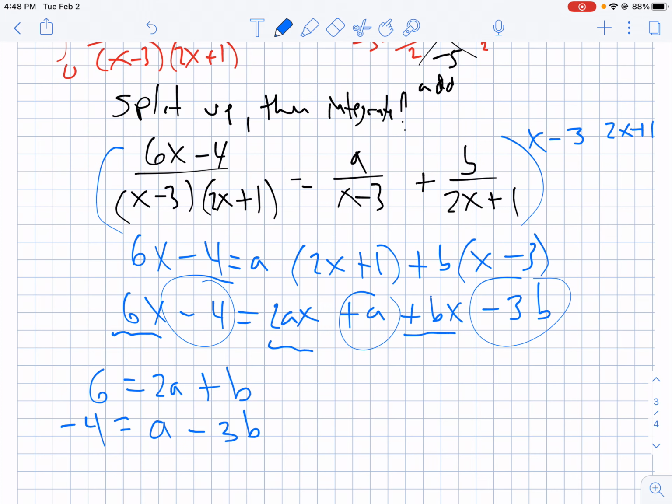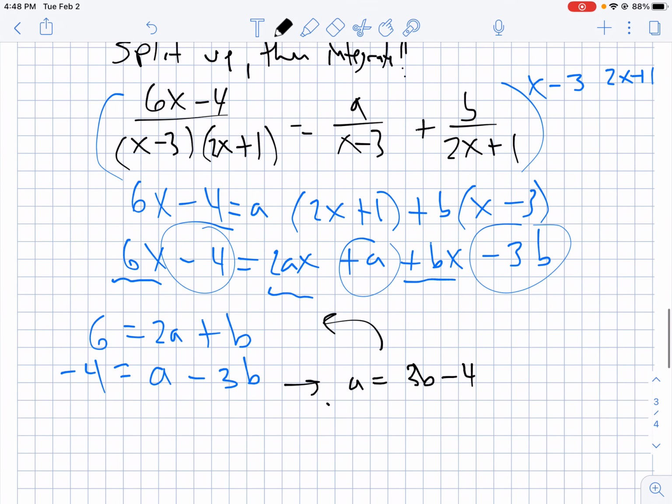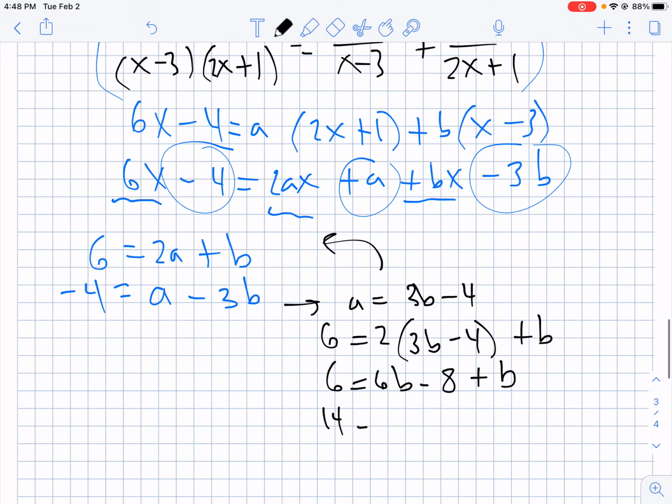All right. Well, again, you could use substitution or elimination. It doesn't matter. So your a is equal to 3b minus 4, so we'll plug that in. So that tells me that my 6 is equal to 2 times 3b minus 4 plus b. All right, so I got 6 equals 6b minus 8 plus b. So I end up getting 14 equals 7b, so my b is 2. And then if I go back here, a is 3b minus 4. Oh, my a is 2 also.